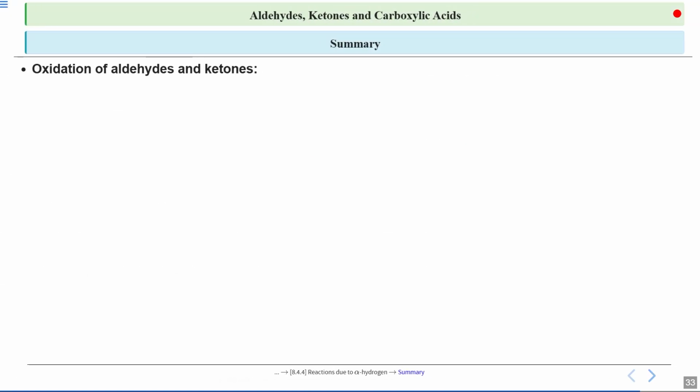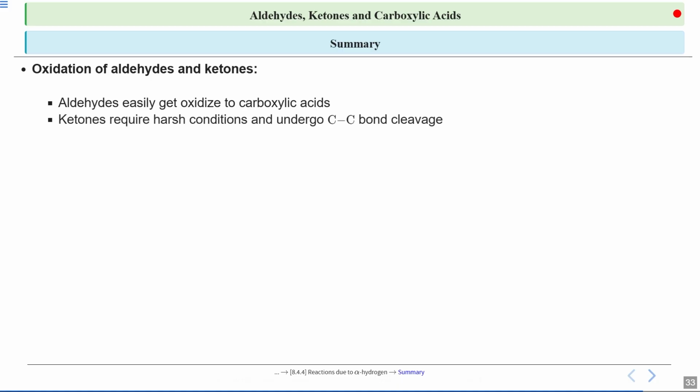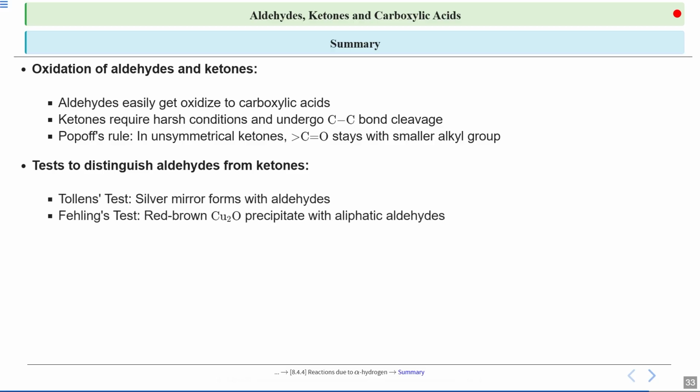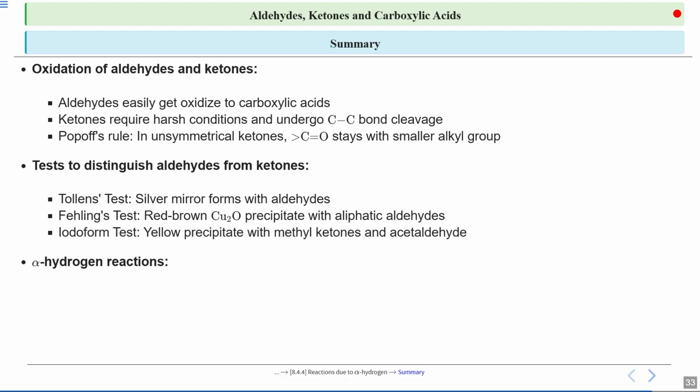So first we saw the oxidation of aldehydes and ketones. Aldehydes can easily oxidize to carboxylic acids, while ketones require harsh conditions. Then we saw Popoff's rule, which we saw in unsymmetrical ketones. Then we saw the tests. We discussed Tollens test, which gives a silver mirror. We discussed Fehling test, which gives a red-brown Cu2O precipitate. And we saw the iodoform test, which gives a yellow precipitate with methyl ketones.